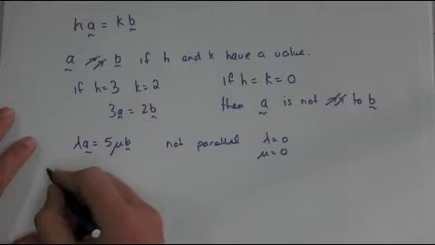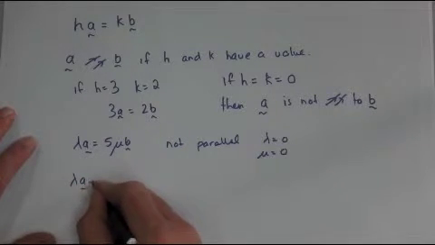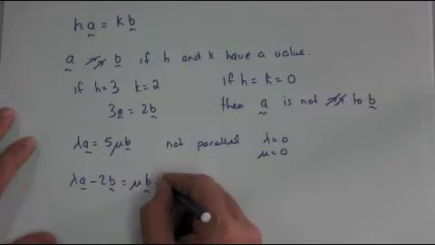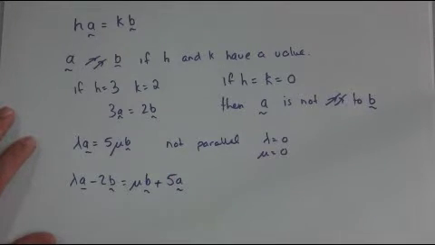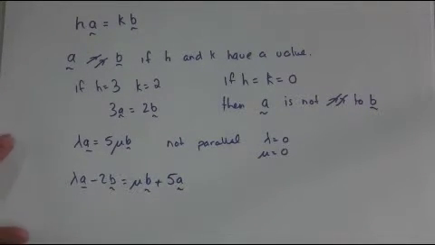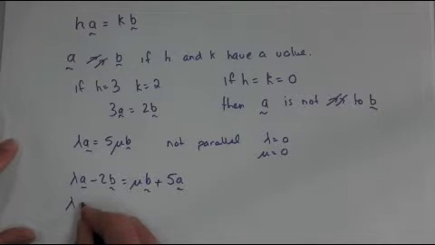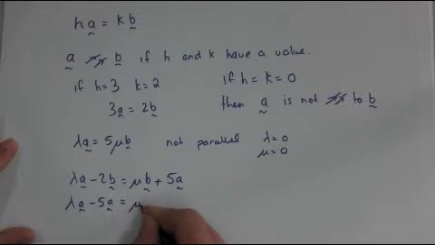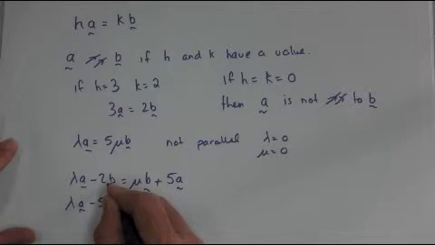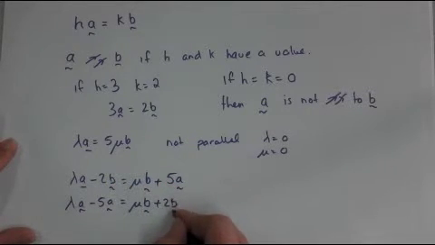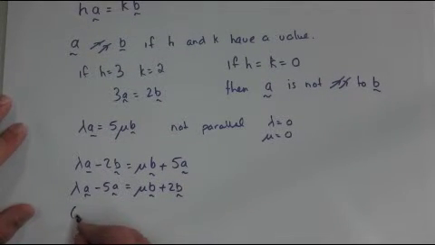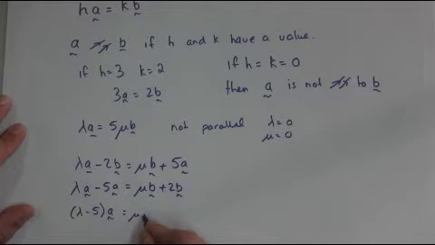Likewise, if I had another situation where I had lambda a take 2b is equal to mu b plus 5a, first off I need to get all of my vector a's on one side and all of my vector b's on one side. So this would be lambda a, bringing this one over becomes take 5a, and that's equal to mu b, and take 2b, bring it over this side, becomes plus 2b. I can now take a factor on both sides of their corresponding vector out, and I have lambda take 5a is equal to mu plus 2b.